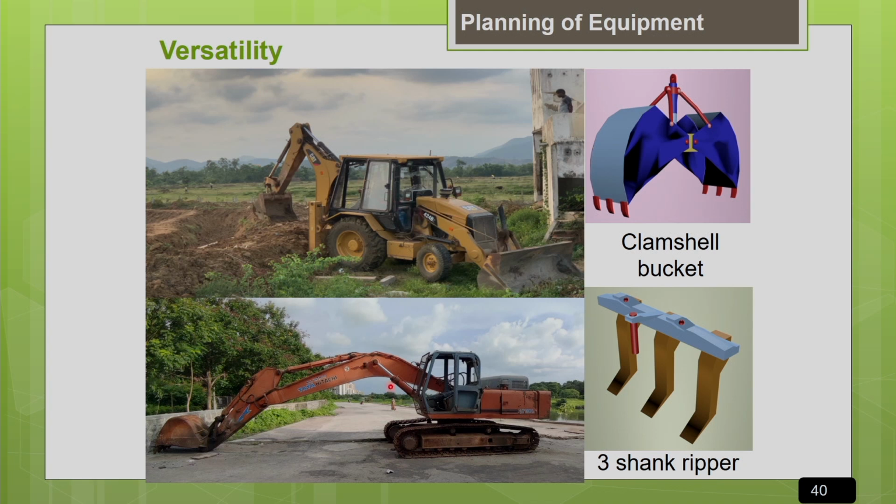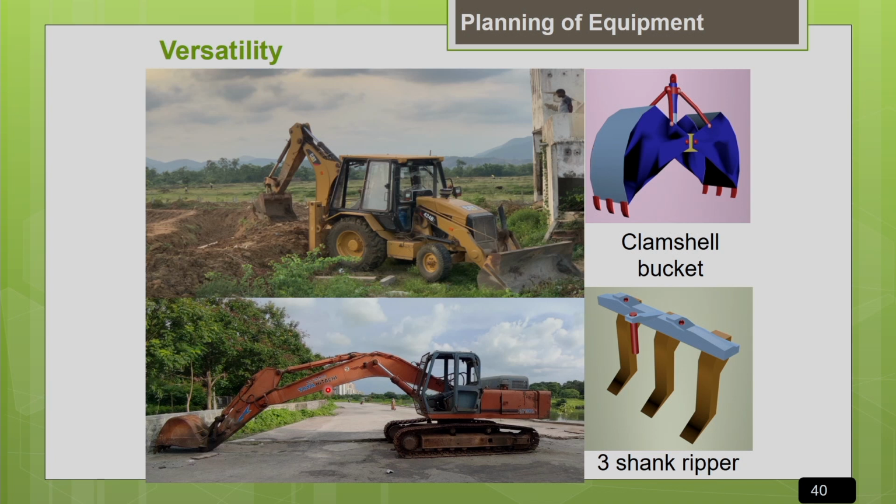And similarly, this excavator, you can see that by changing the attachment, you can go for this clamshell bucket. Just by changing this attachment, you can use it for deep digging. Similarly, I can go for this kind of 3-shank ripper and use this excavator for cutting the earth or cutting the rock, whatever may be the application. So just by changing the rigging device or the attachments, I can use the same machine for different applications.